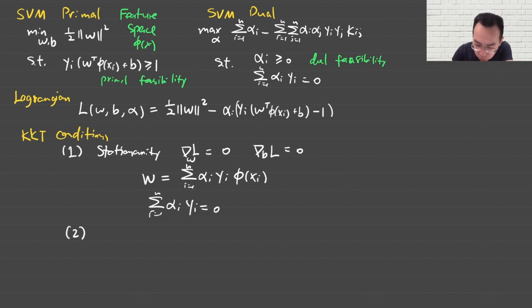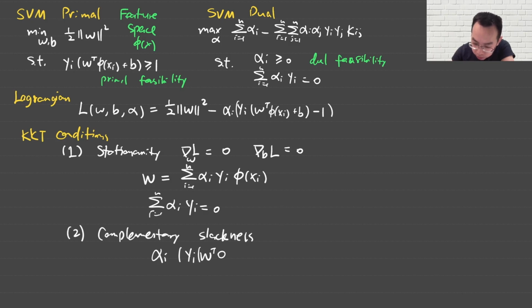The second one is going to be the complementary slackness. It means that the multiplier alpha I times the constraint equals to 0, right? The constraint is yi W transpose phi xi plus b minus 1 equals to 0, right? So this is the complementary slackness.